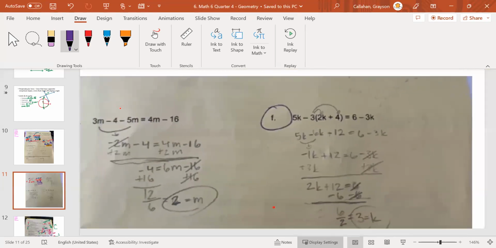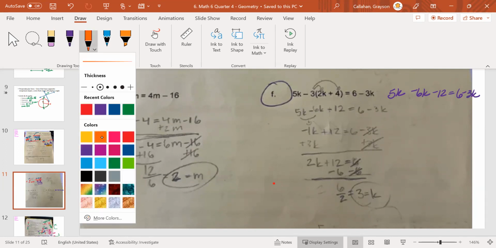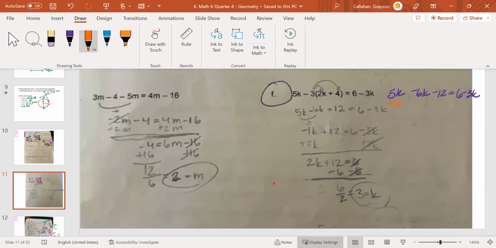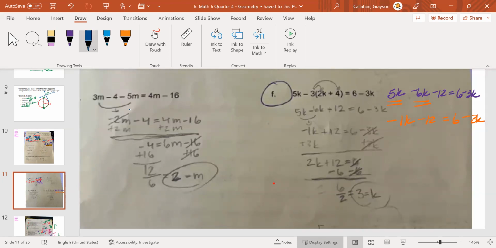If you take a look at F, you did it correctly. You first distribute it, so that's good. So that's 5K minus 6K minus 12 equals 6 minus 3K. When you look on the left side, do you see how there's like 3 terms together right here? Which means you need to combine something. 5K minus 6K is a negative 1K minus 12 equals 6 minus 3K. Do I now have 2 on each side? Do I have a letter and a number and the number and a letter? You always move the smaller letter, which is negative 3. So you're going to add 3 on both sides, which you did.